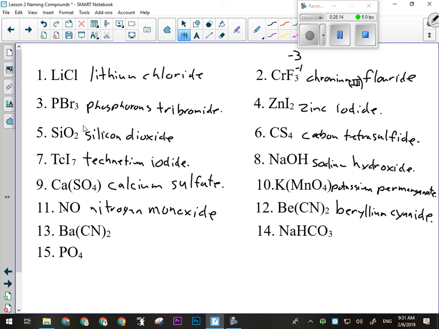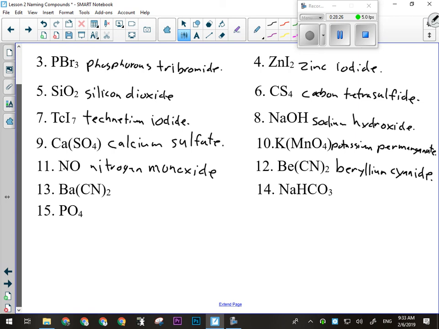Hey, anybody done to 15? All right, I will give you another couple minutes and then we'll go through the rest of these. Okay, so for number 13 here, we have barium, which is a metal, with, again, cyanide. So this is an ionic compound. So we would just call this barium cyanide.